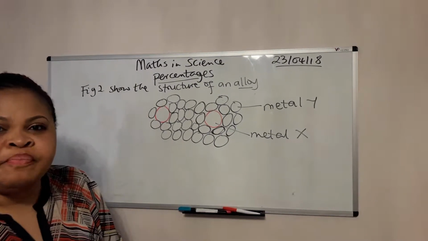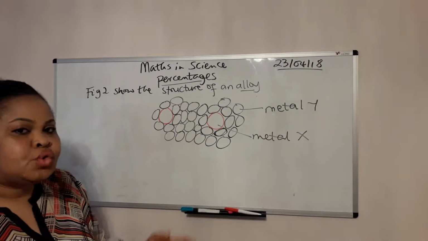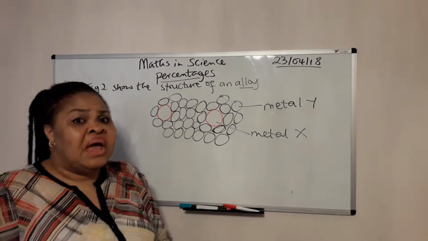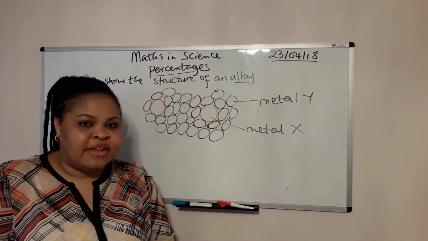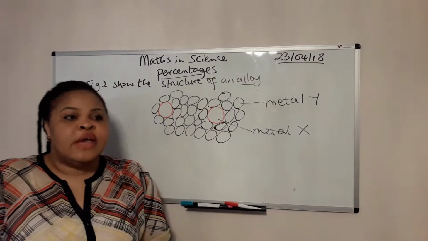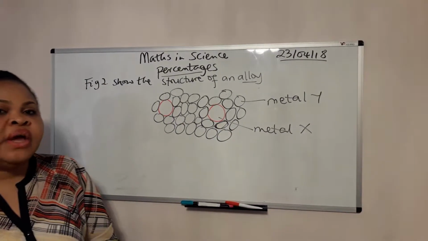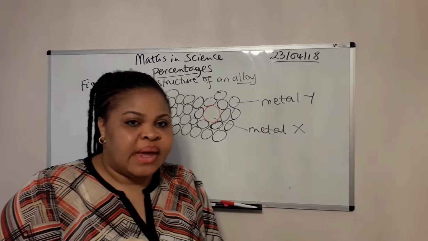Just as a quick overview, an alloy is a mixture of two or more metals, sometimes mixed with other materials. That's an alloy. It's a mixture of metals. You can also mix other non-metals with it sometimes to make it strong. The whole point of making alloys is to combine the properties of two metals.